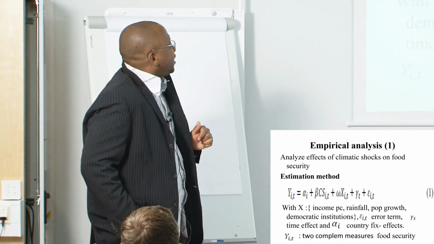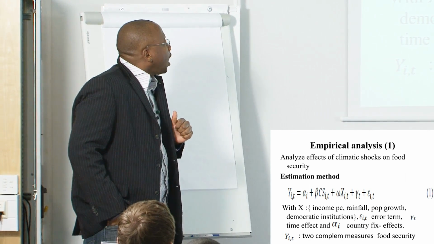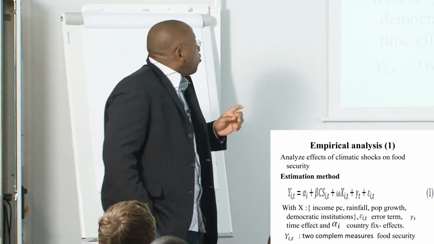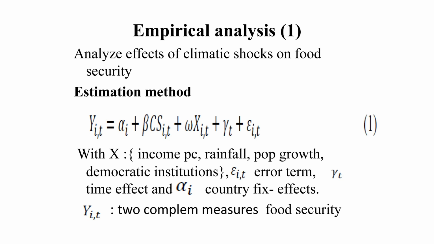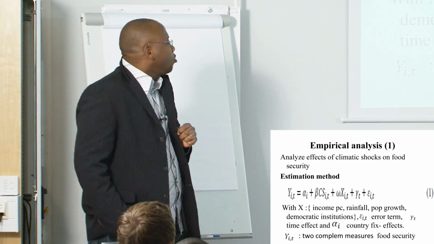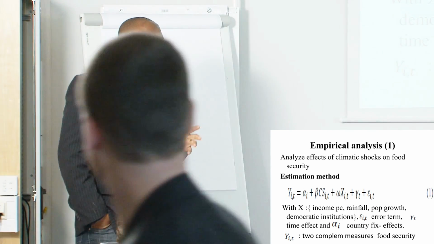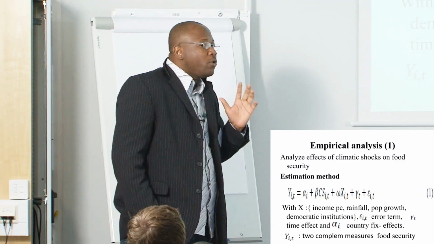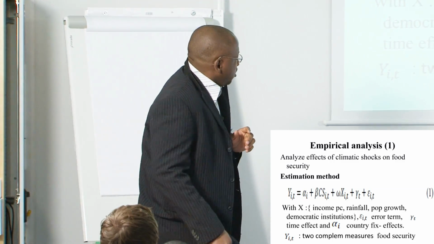In our empirical analysis, we use this econometric equation. We have climatic shocks and control variables: income per capita, rainfall, population growth, democratic institution, and time effect, country effect. Then we apply OLS, fixed effect, and random effect, but we focus on fixed effects.